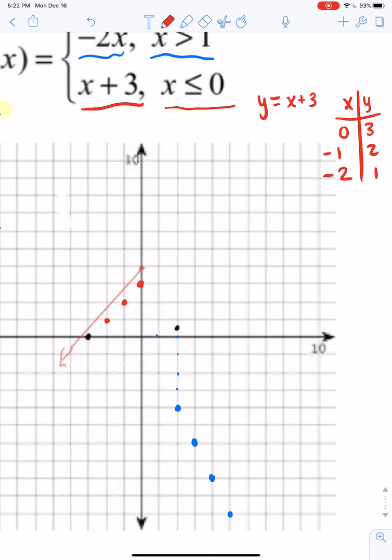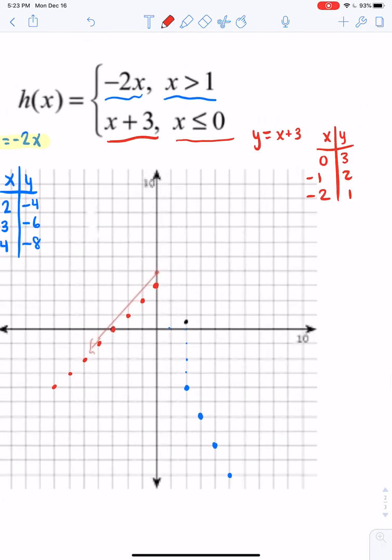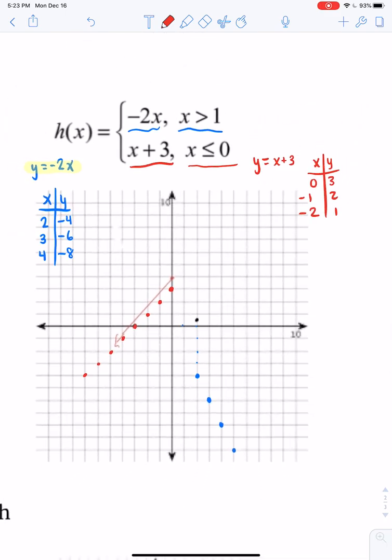And this is linear too, so we basically know what it's going to do. If it was negative 4, it would be here, and so on. So we could draw a line. That's what the graph does as long as x is less than or equal to 0. So we have a filled in point here at 0. We should also fill in the blue line.